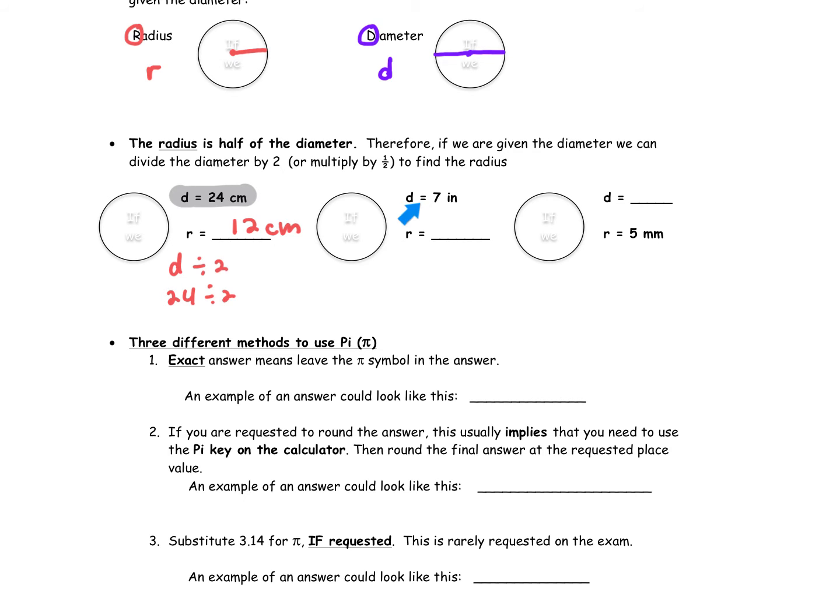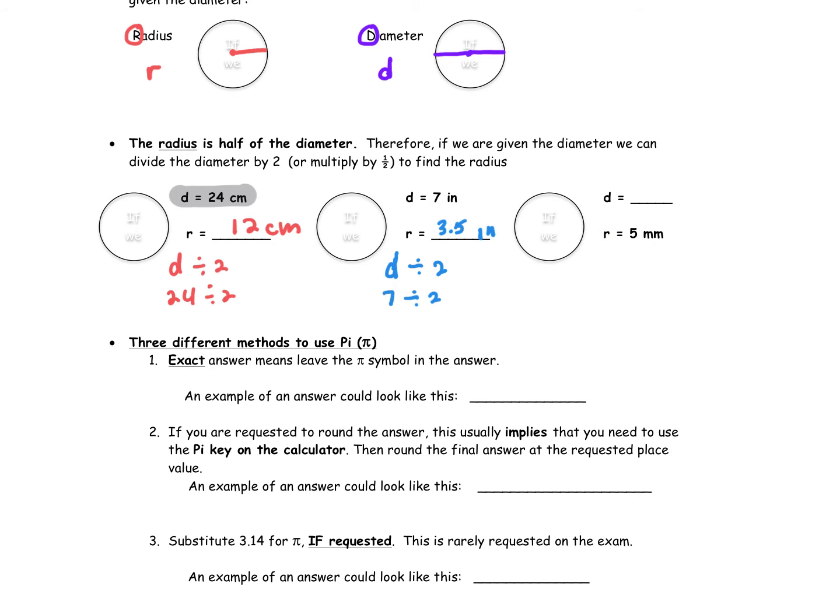Our next example, once again, gives us a diameter, and we need to find the radius. If we want to find the radius, we have to divide the diameter by 2. So that's 7 divided by 2, which means the radius in this case is 3.5 or 3 5/10 inches for that same circle. Our last example doesn't give us a diameter, but it gives us a radius.